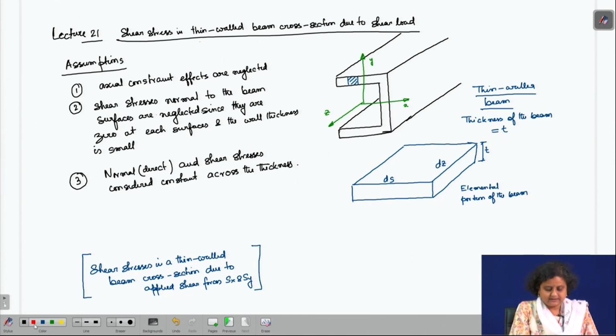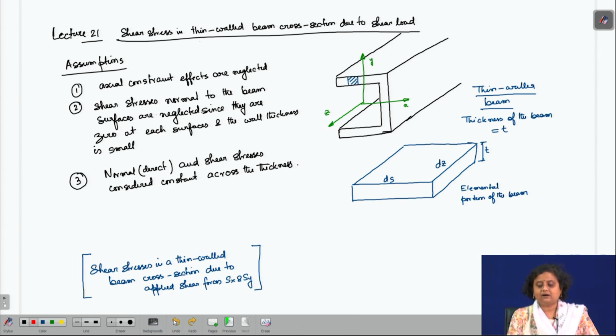So, across this thickness, though ideally the direct stress or normal stress and the shear stress are varying, we can very well assume them to be constant because the wall thickness is very small. Even if there is a variation, it is too small to be considered. So, these are the three main assumptions that we make while deriving the expression for shear stress in a thin wall beam cross section due to applied shear load.